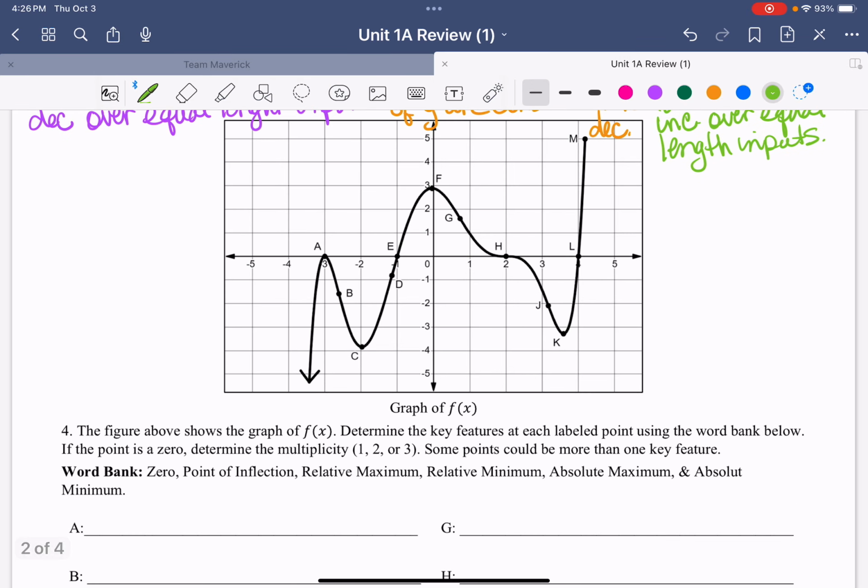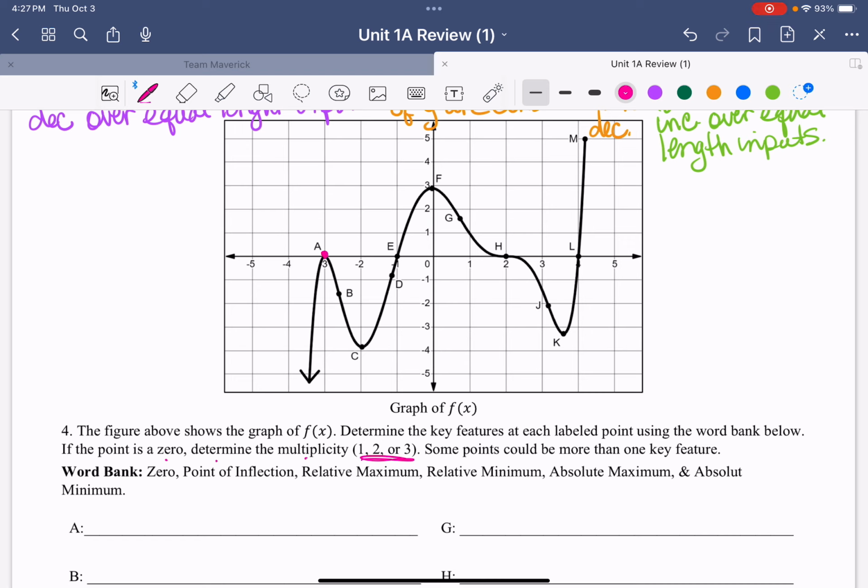All right, so now we have, the figure above shows the graph of f of x. Determine the key features at each labeled point using the word bank below. If the point is a 0, determine the multiplicity, and these are the only 3 things I could use. Some points could have more than one key feature, and then here's our word bank. All right, so we're going to start with A.